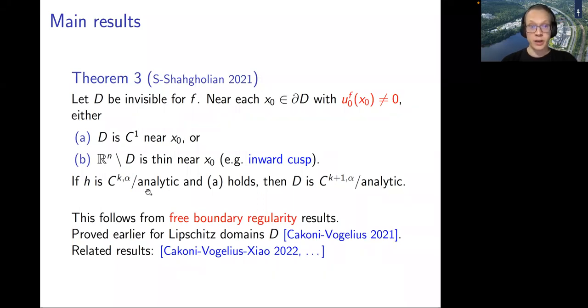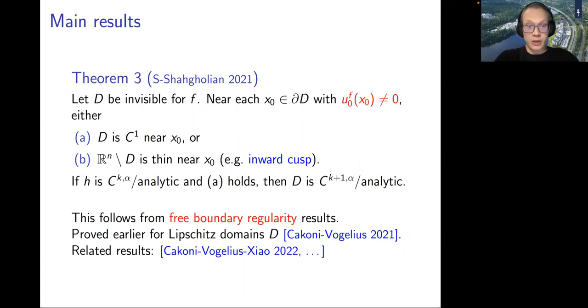And also you have higher regularity: if this h is C^{k,alpha} or real analytic, and you are in situation A, then the boundary of D will be C^{k+1,alpha} or real analytic. This kind of result is an application of a free boundary regularity result. And this was proved earlier for Lipschitz domains D by Caffarelli and Vogelius. So for Lipschitz domains, of course, this case B is not possible. It's excluded by assuming that you have a Lipschitz domain. So we proved this kind of result removing this Lipschitz boundary assumption.